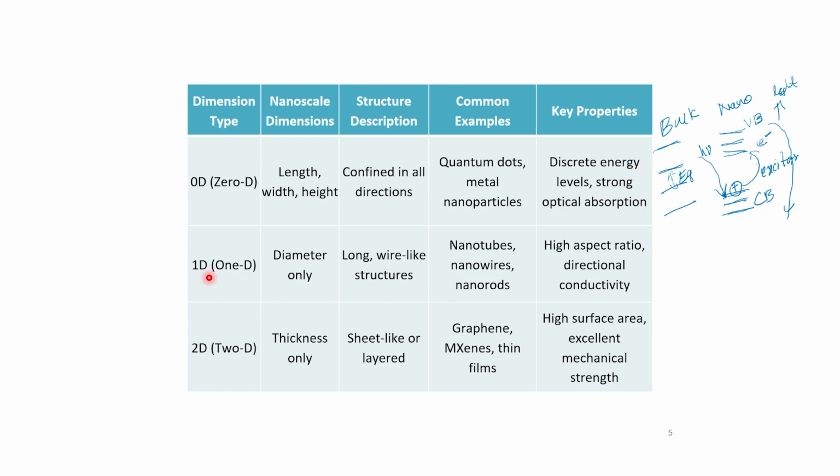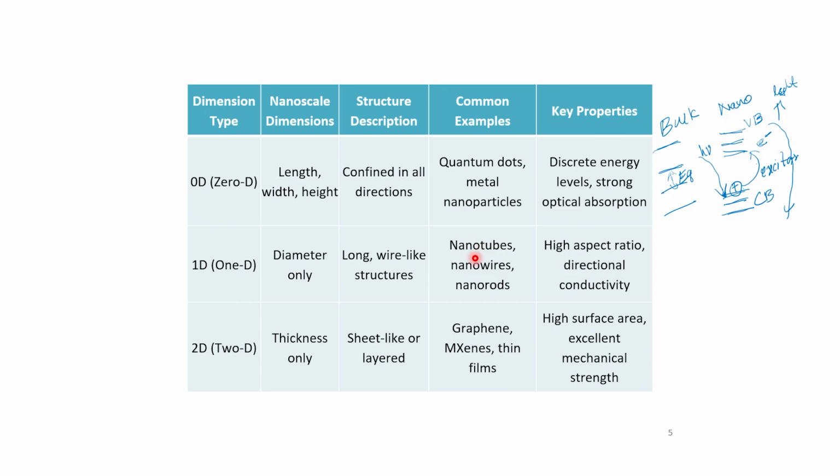Then comes dimension type 1D, one dimension. So for one dimension, the nanoscale dimension is basically the diameter only. There is only one nanoscale dimension, that is along the diameter. So it has a length, but it is confined along the diameter. So in two axes it is confined, but along the length it is not. So structure description is that long wire-like structures can be formed. When you consider a nanoscale, long wire-like structures are formed in one dimension.